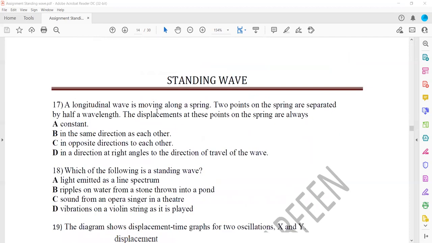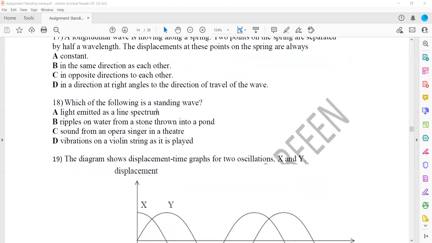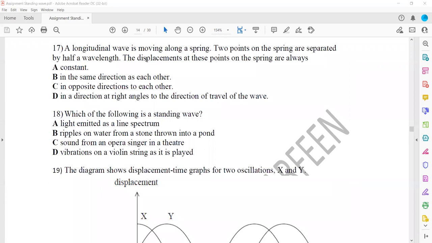This question 16 is about interference. A longitudinal wave is moving along a spring, and 2 points on the spring are separated by half a wavelength. So if they're half a wavelength apart, the phase difference will be pi, or they will be 180 degrees out of phase. So the particles with a phase difference of pi will move in opposite directions.